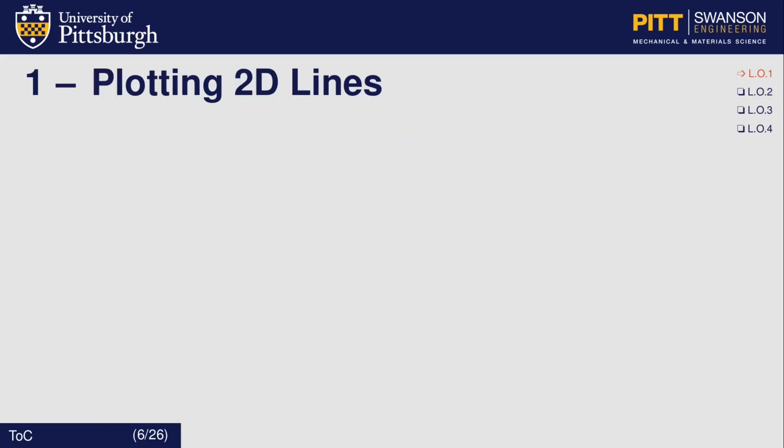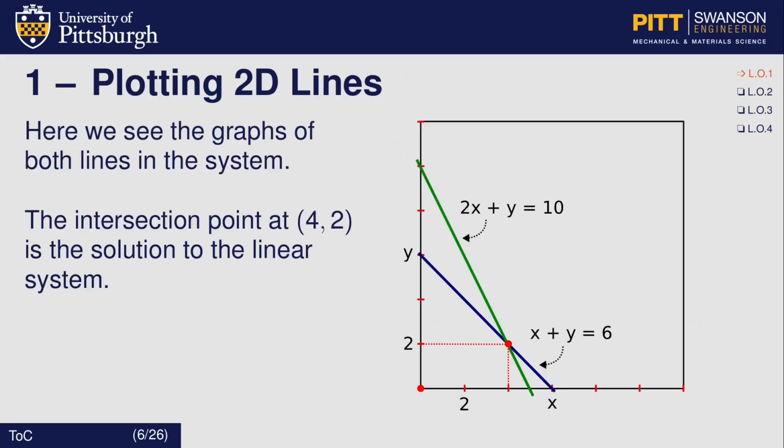Let's take a look at this with our system of two equations. Here we see the graphs of both lines in the system. The line 2x plus y equals 10 is drawn in green, and the line x plus y equals 6 is drawn in blue. The intersection point, labeled with red at the point (4, 2), is the solution to the system.